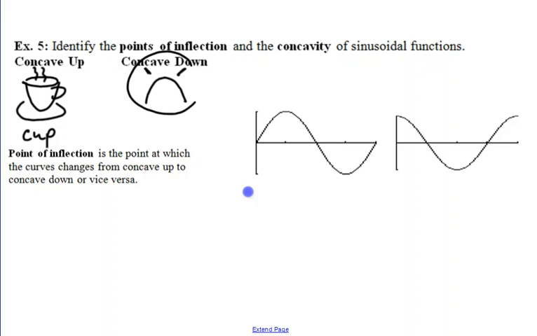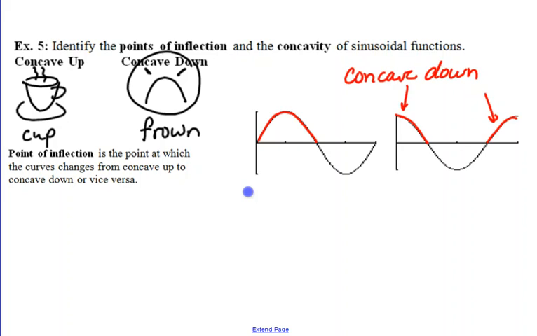Concave down is a frown. So if you remember, concave up is a cup, concave down is a frown. We can identify sections of the graph that are concave up and down. So all these red values are all concave down. So these sections of the graph are all concave down. These blue sections of the graph here are all concave up.